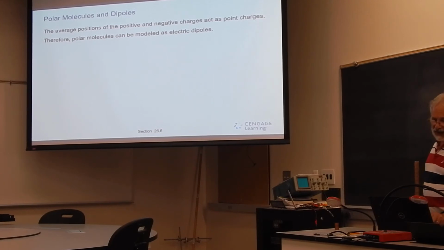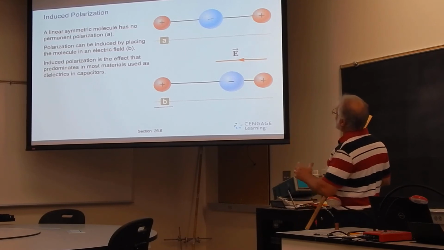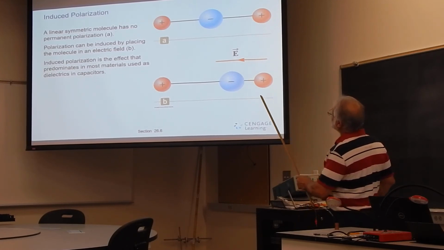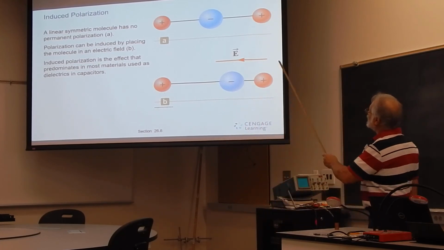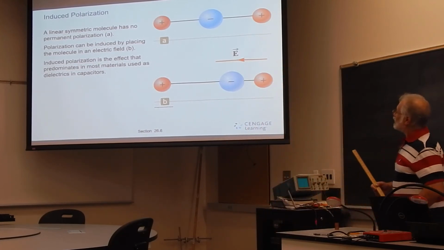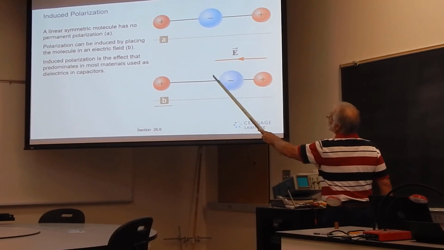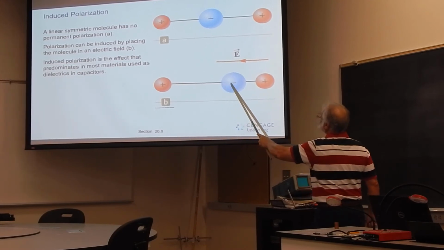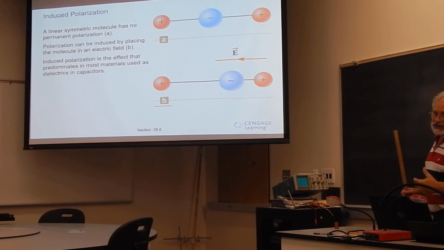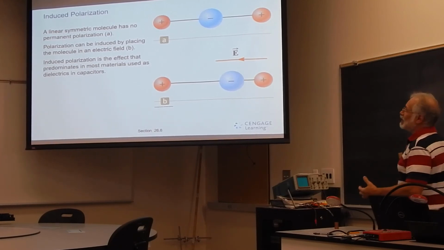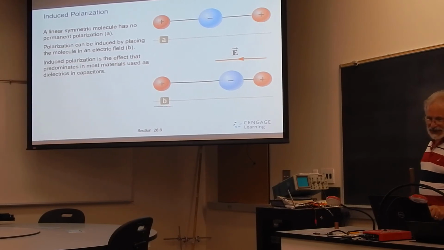On the other hand, we can have a situation where we start with a molecule that doesn't have any polarization whatsoever, where the charge is symmetrically distributed, but then we put an E field present. If I put an E field going from right to left, notice what will happen. The negative charge will move in this direction, closer to the positive charge, and that's going to induce a polarization in this molecule. Let's take it to an even smaller view.